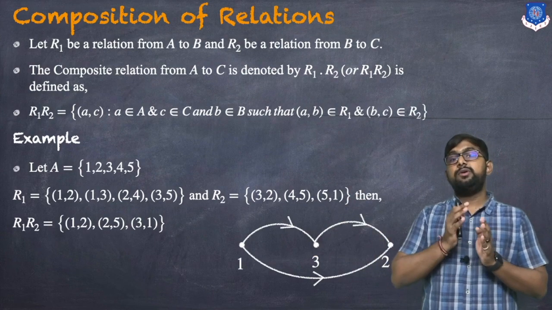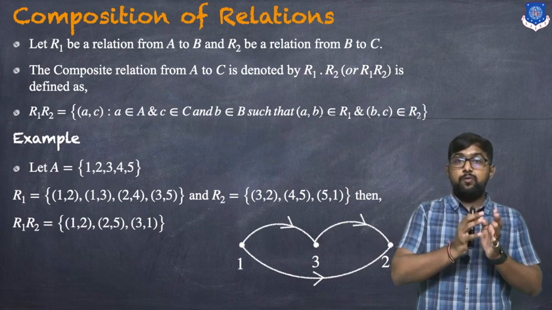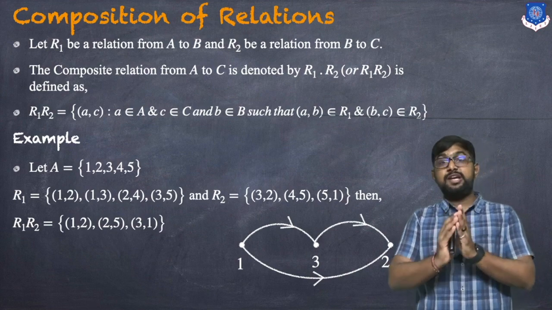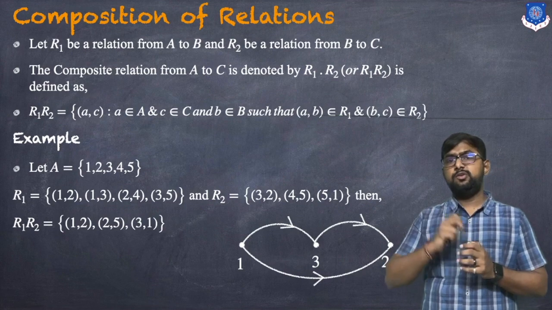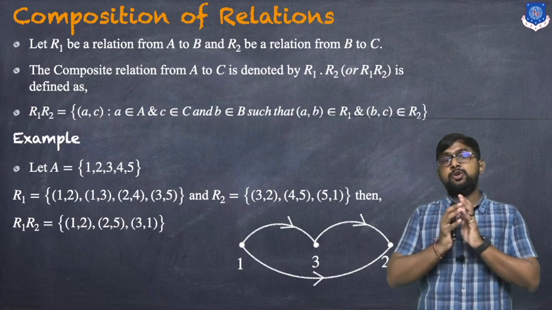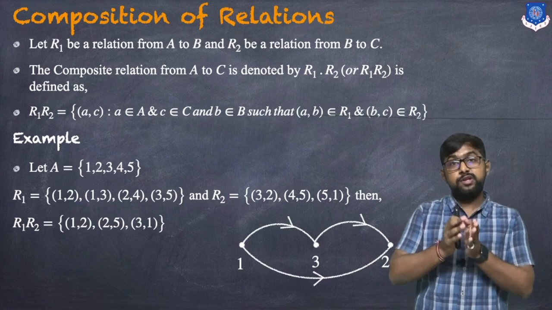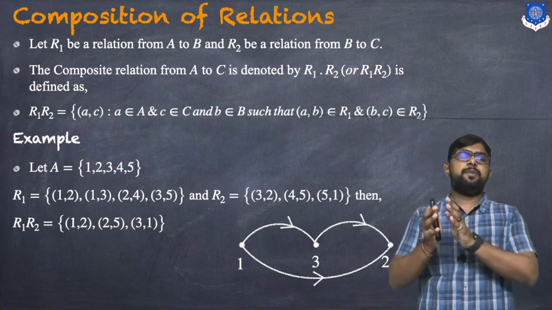Now take (2,4) in R1. Now 2 is related to 4. Now check in R2: 4 is related to which point? Here you can see that 4 is related to 5. So 2 is related to 4 and 4 is related to 5, so the (2,5) pair will be there.